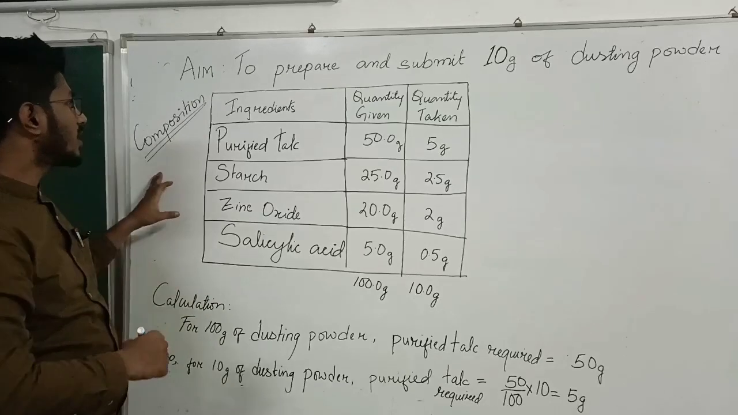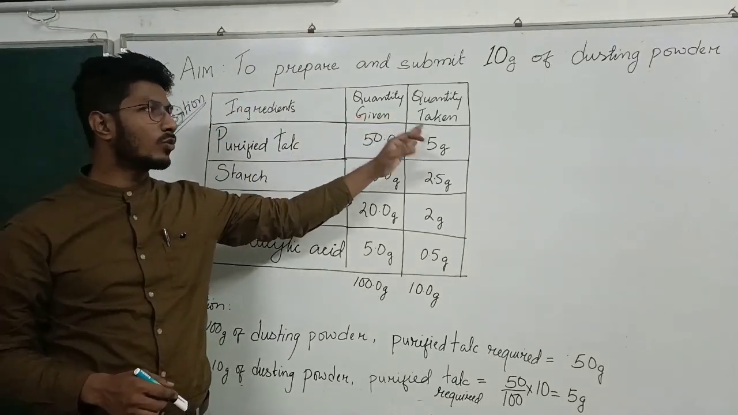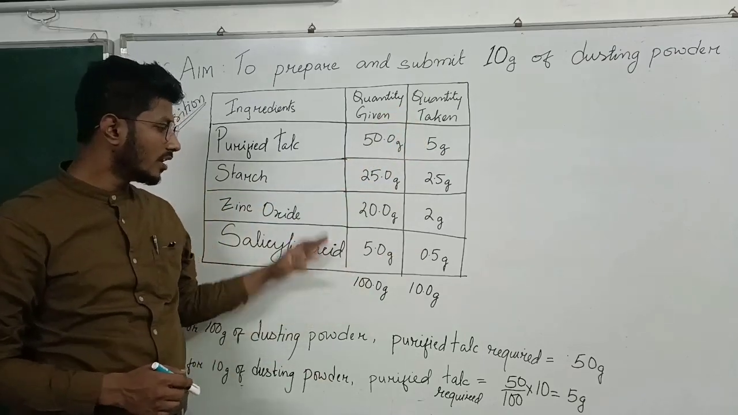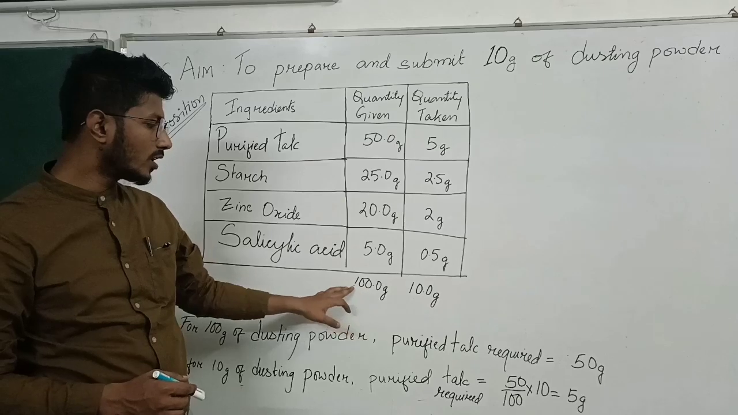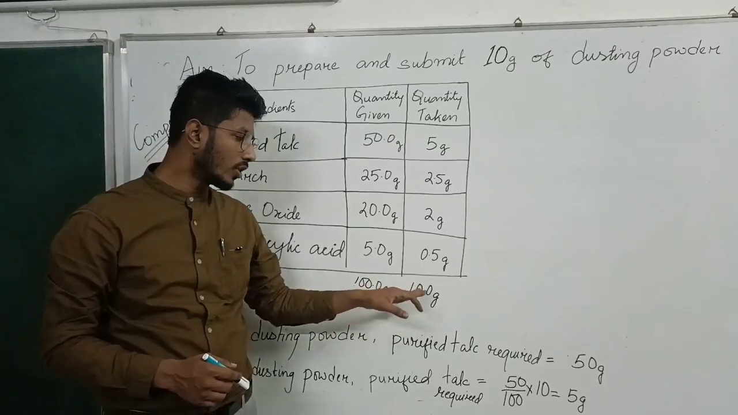So coming to the composition table, we have the ingredients, we have the quantity given. Now we have to calculate what is the quantity that we will use for the preparation of 10 gram. Since the formula is for 100 gram, we cannot use the same quantity for 10 gram, right? So we have to calculate individually for each.